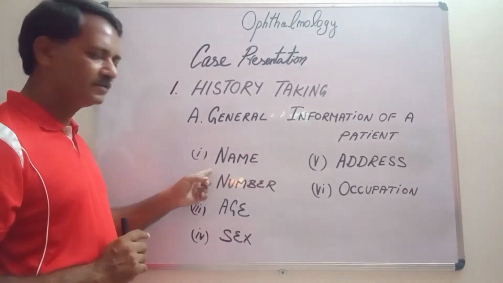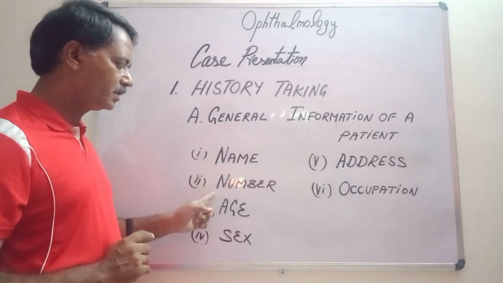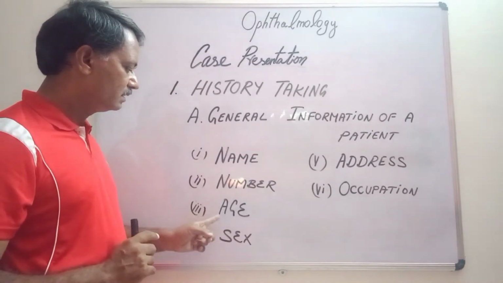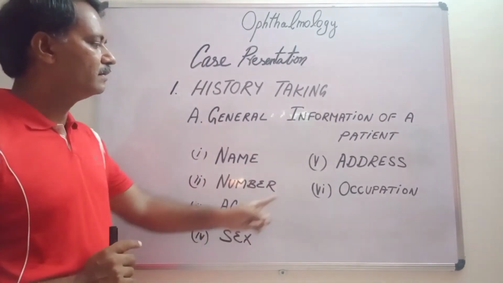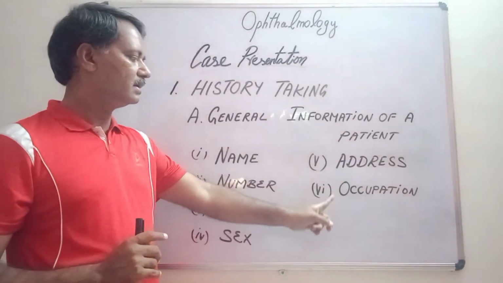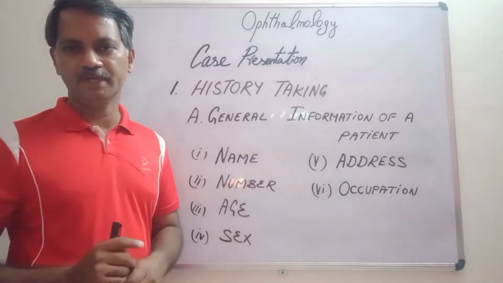First thing is name of the patient. Second is the number of the patient. Third is the age of the patient. Fourth is the sex of the patient. Fifth is address of the patient. Sixth is occupation of the patient.